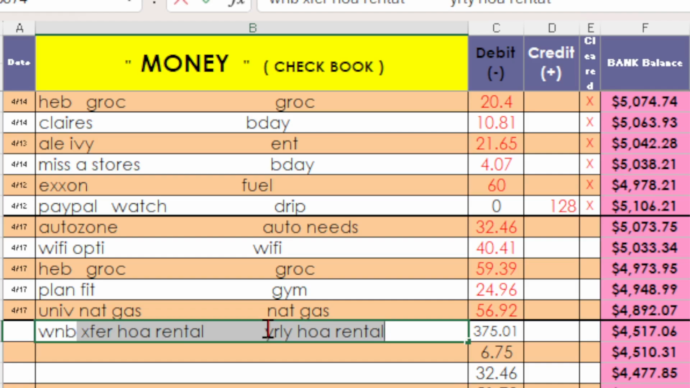So I'm going to say WNB transfer. Nah, I'm not going to call it that. I'm going to say it's a transfer. Transfer to, let's call it TRNSFER. Transfer to this other banking institution, and that's going to be for fees, and I'm going to apply this expense to my expense called 911 contingency.